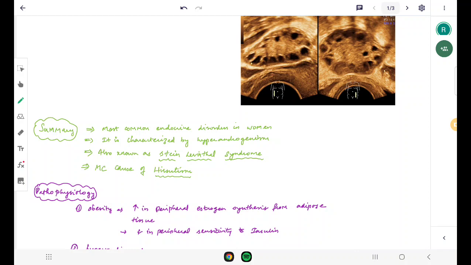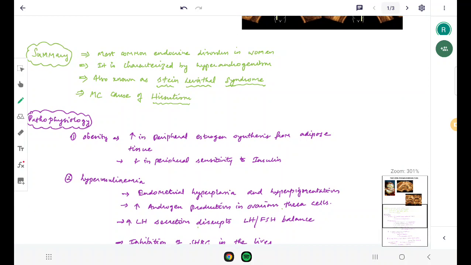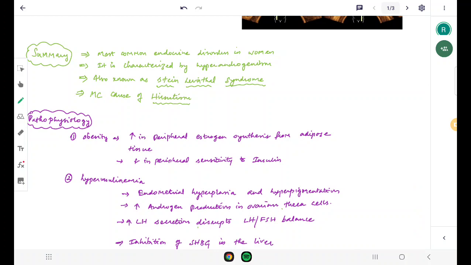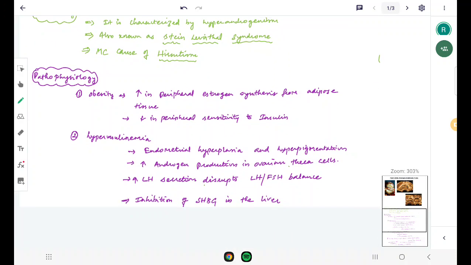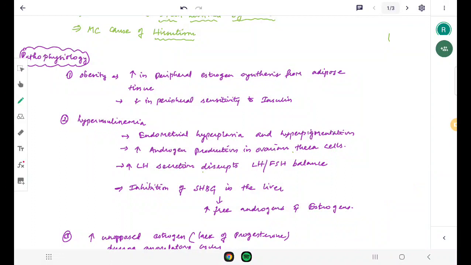So coming to the pathophysiology of PCOS, the most common risk factor is obesity, because, as we know, the fat cells along with the adrenal glands secrete more estrogen. Because of increased peripheral estrogen synthesis from adipose tissue, there is decreased sensitivity to insulin. Because of that, the patient has hyperinsulinemia and impaired glucose tolerance that can lead to diabetes as well. Because of this hyperinsulinemia, we have endometrial hyperplasia and hyperpigmentation. There is increased androgen production in ovarian theca cells. That is the reason the patient has hyperandrogenism.